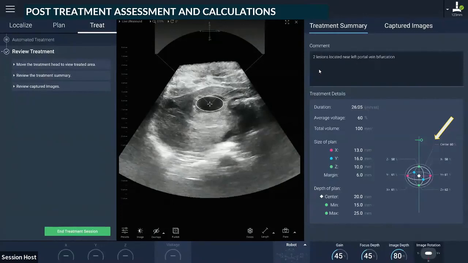And here is what I was commenting on. This sphere that we have here is where we put all the points where the system is going to go. And in each of these points, we're going to calculate the voltage that we need to adapt the energy that we need for each one. So it's a very precise and very personalized treatment.